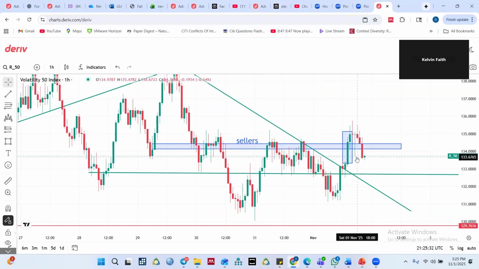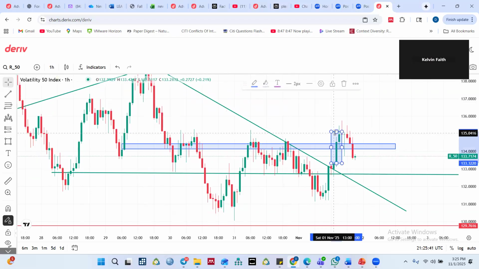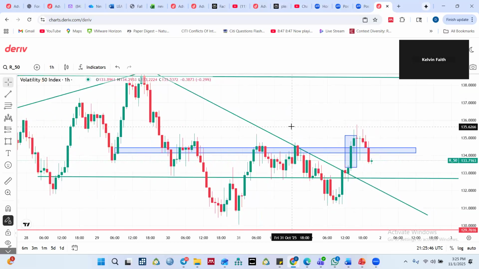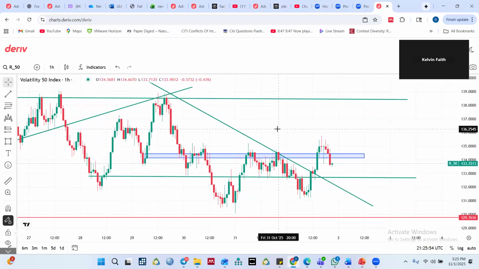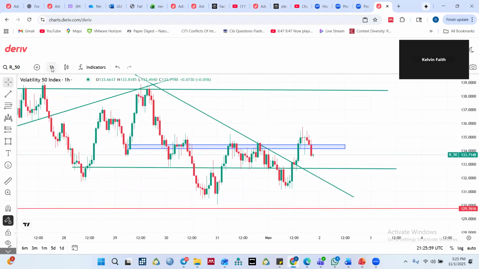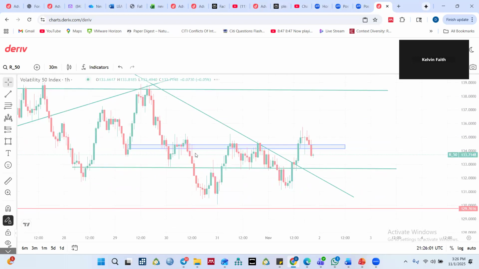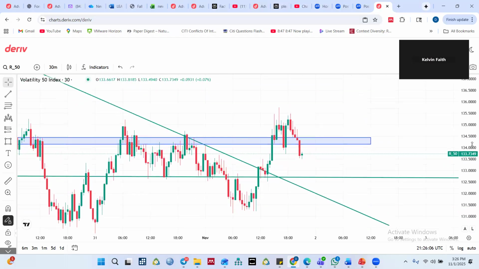And when you get the indication, what should you expect? Correction or pullback. Okay, correction or pullback. So let's go to 30 minutes to see what is happening.